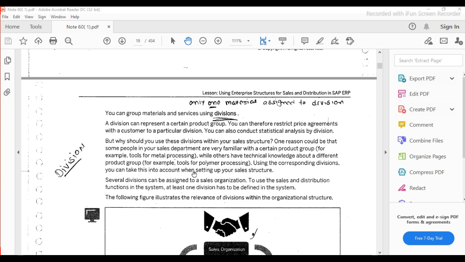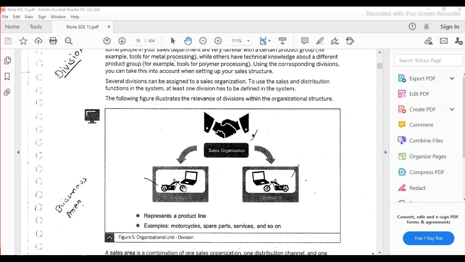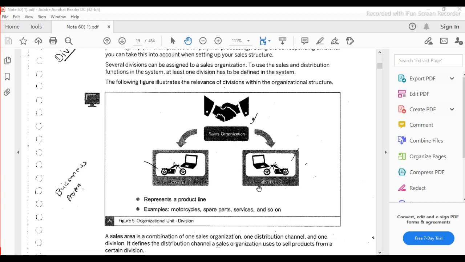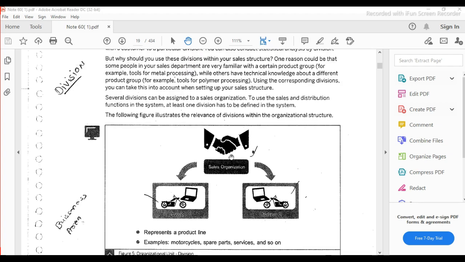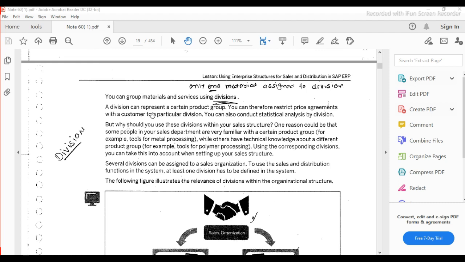Like in the example here, this is the sales organization and this is one division. For motorcycle we have another division, for spare parts we have another division, for service we have another division, and so on. We can differentiate the divisions. So let's see what we mean by division. You can group the material and service into a division.